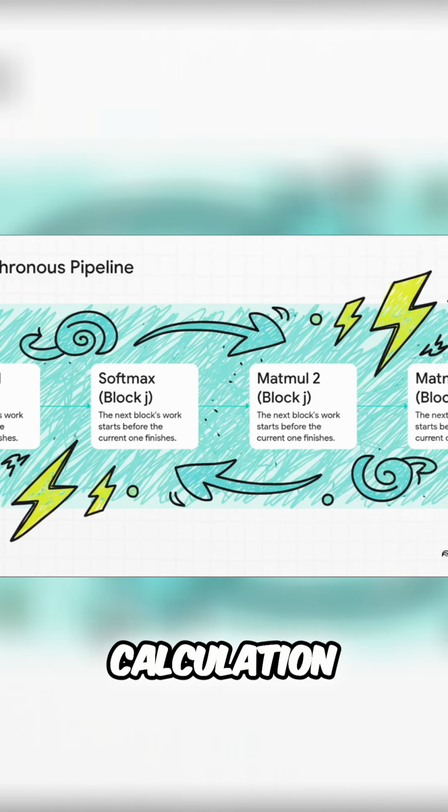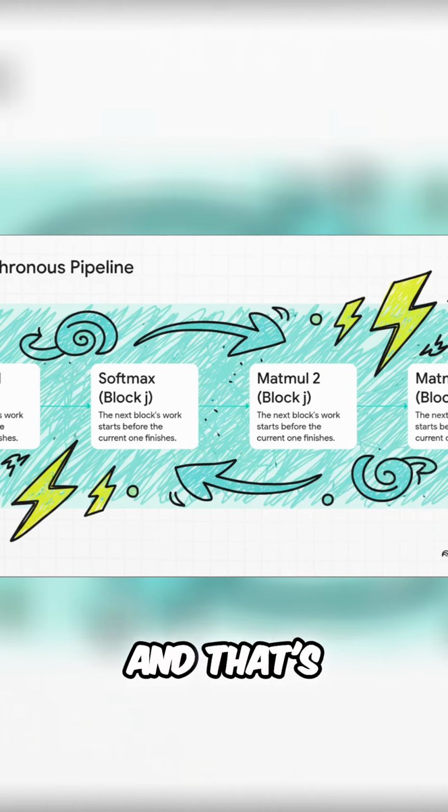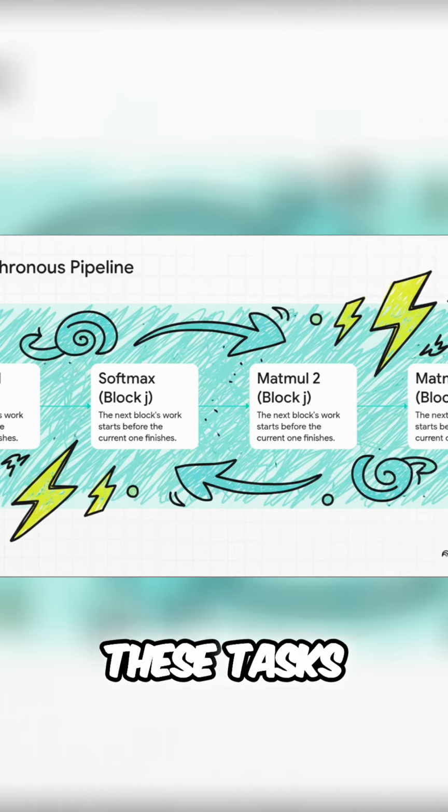Now, the second trick is something called asynchronous pipelining. The attention calculation has a few different steps. There is a really fast number crunching part called matrix multiplication, or GEMM, and that's followed by a slightly slower organizing step called softmax. What Flash Attention 3 does is just genius. It cleverly overlaps these tasks.